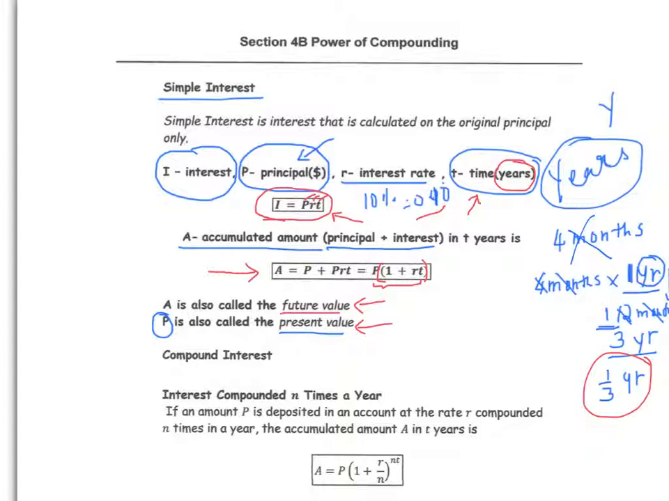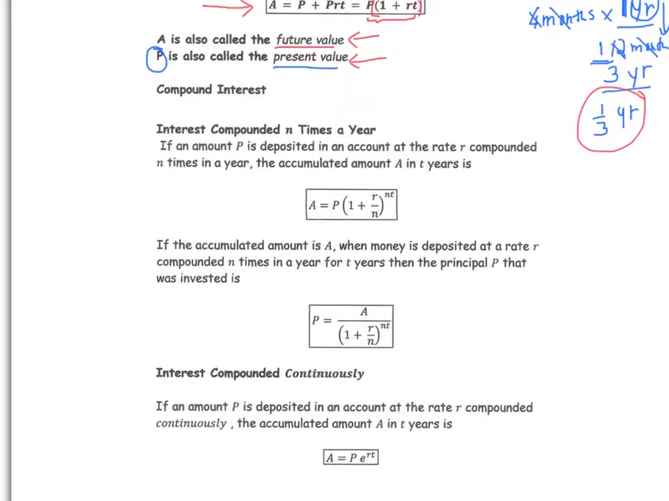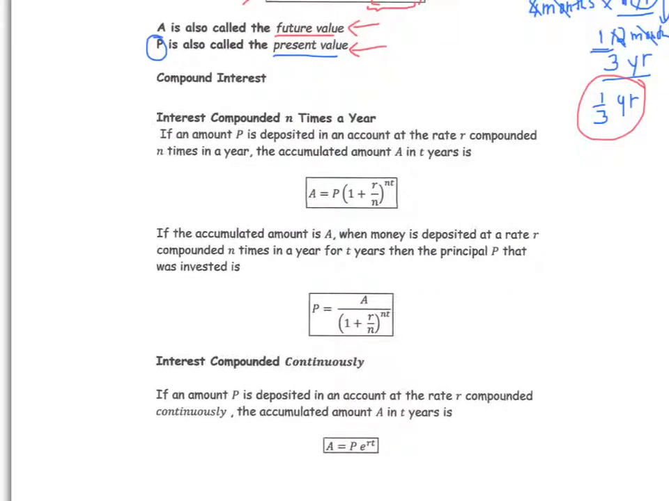Now, let's look at some formulas that we're going to use for compound interest. Now, if interest is compounded once a year, like the example that we saw on the first slide, at the end of every year, we calculated interest on the amount of money that was in the account the previous year. So then you would say n, the number of times it's compounded, is equal to 1.